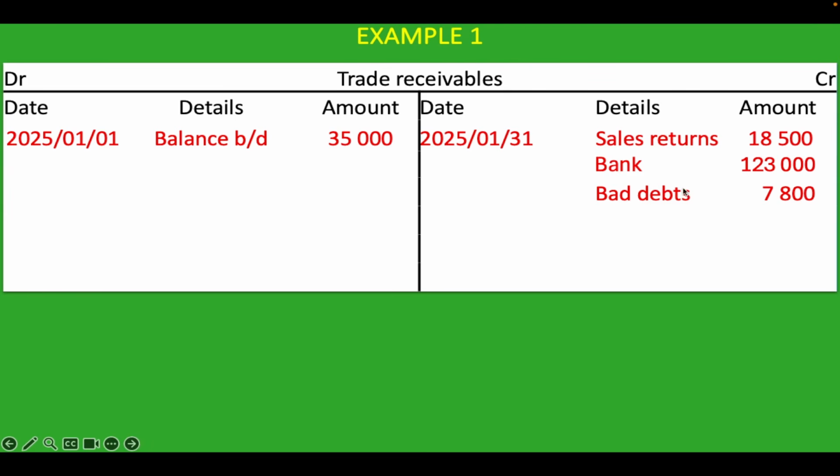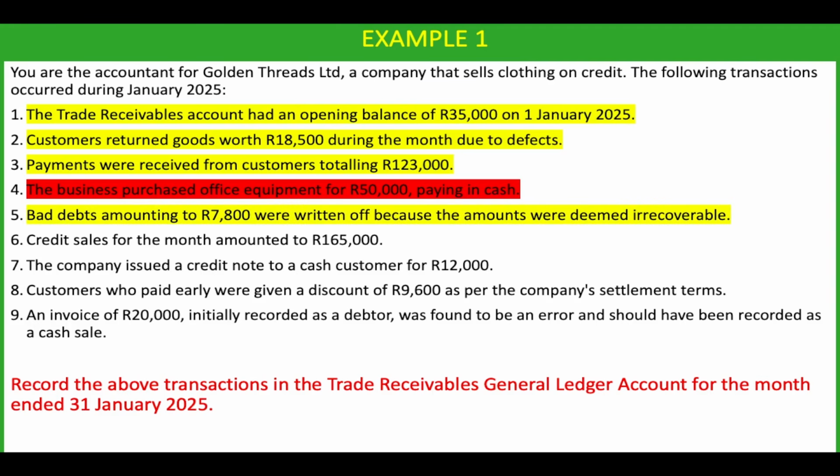So let's do just that. Bad debts, 7,800 rand. So let's highlight that one as having been done. Number 6, credit sales for the month amounted to 165,000 rand. Now, what is this and how does it affect our books?